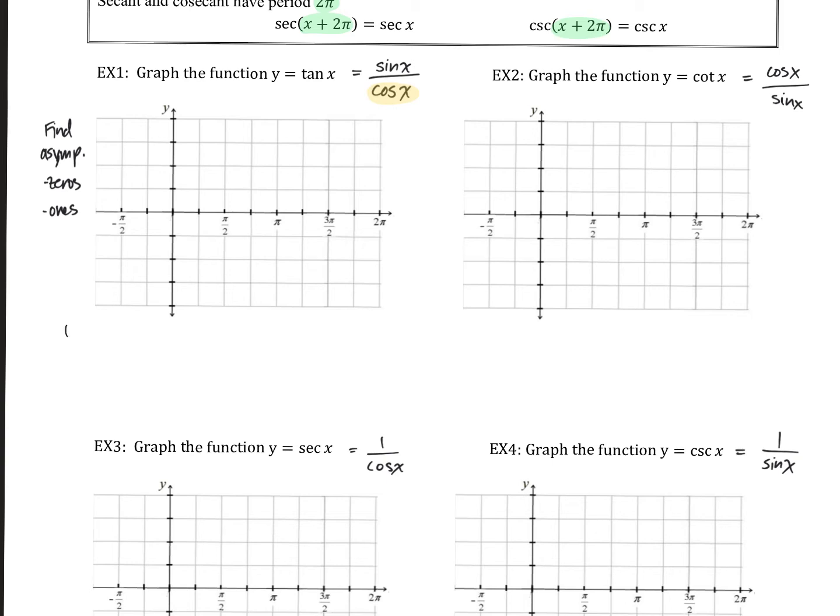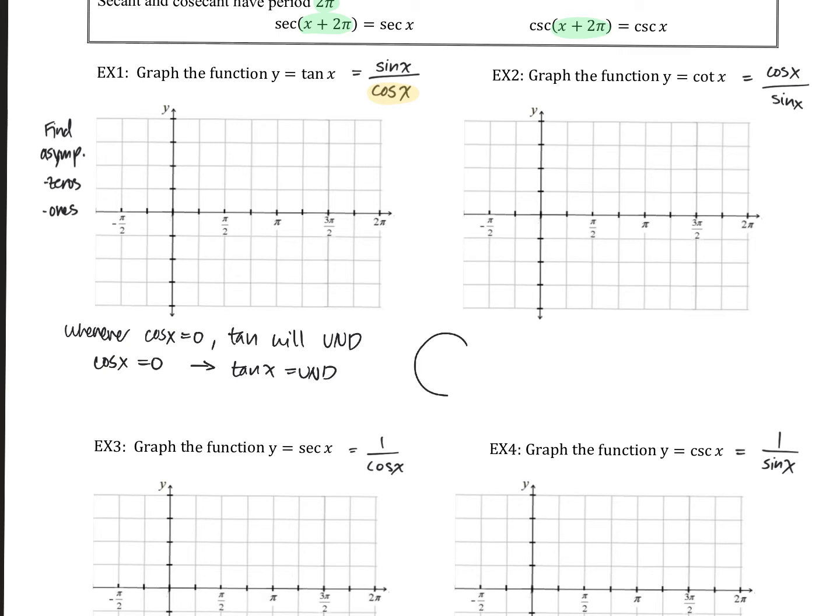Let me write that down. Whenever cosine of x is equal to 0, tangent will be undefined. So cosine of x equal to 0, then tangent of x is undefined. Let's recall our unit circle. When is cosine 0?